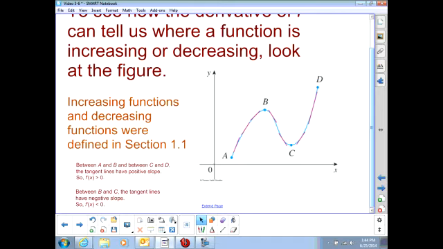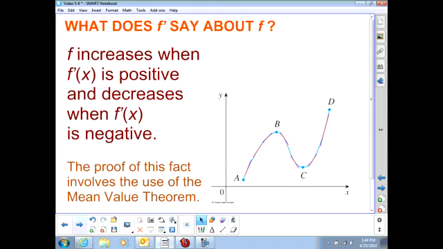So notice where it went from positive slopes to negative slopes, we had a max. So in other words, when your derivative goes from a positive value to a negative value, you have a max. And when our slopes went from negative to positive, we had a min. So in other words, when your derivative goes from a negative value to a positive value, you'll have a min. So as we saw, f increases when the derivative is positive, f decreases when the derivative is negative.